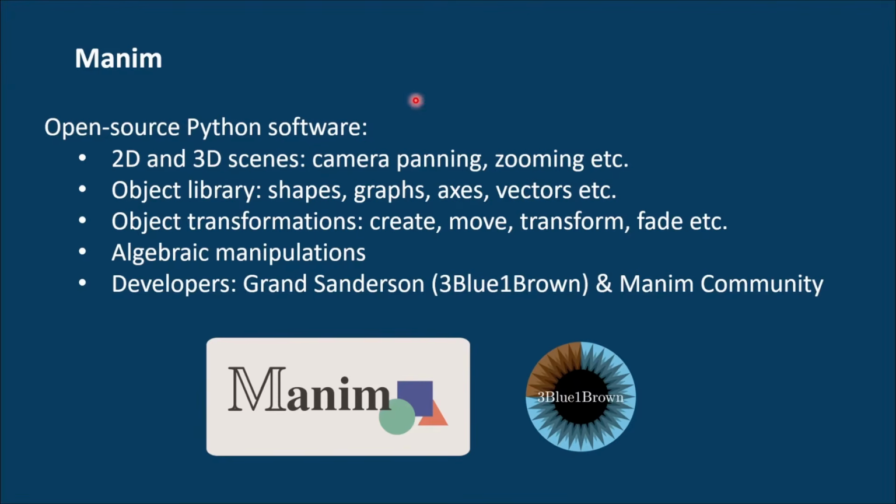So Manim is nice because it's also a Python extension, and it can be used to make 3D and 2D scenes. You can do camera panning, zooming, and so on. And there's a pre-implemented object library, so certain shapes and graphs, axes, vectors are implemented in this library, and you can use this library to make your animations. There are specified functions for creating these objects, moving them and transforming them, which is very nice. And Manim is also particularly known for how it can be used for algebraic manipulations.